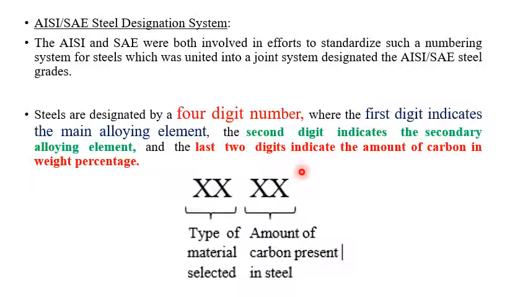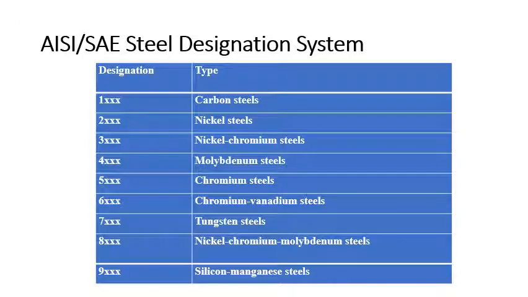If you take any examples here, this is how we indicate these types of alloying elements in different categories. Just for revision, we have four digits: the first digit is the major alloying element, the second digit is the minor alloying element, and the last two digits indicate the carbon content in the steel alloy. We have a table where one indicates carbon steels and two indicates nickel steels. As we said, the first digit indicates the major alloying element.